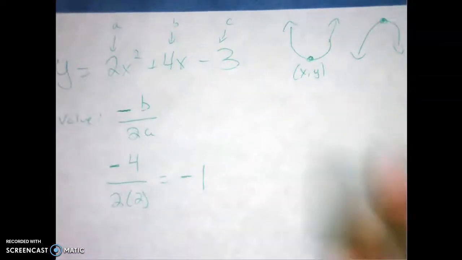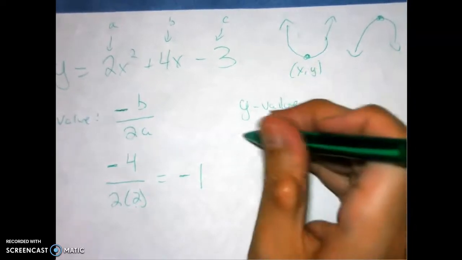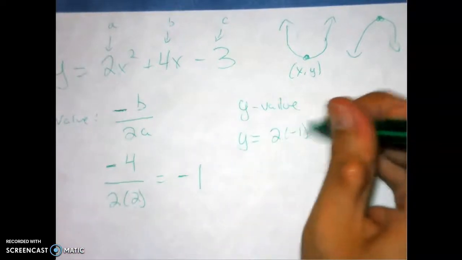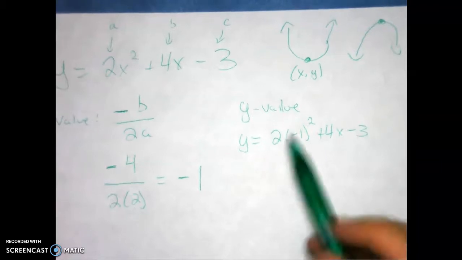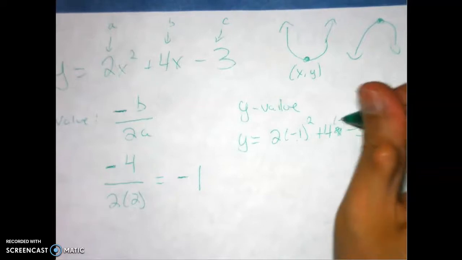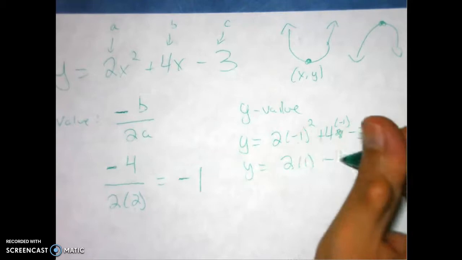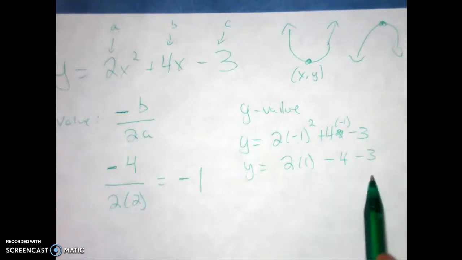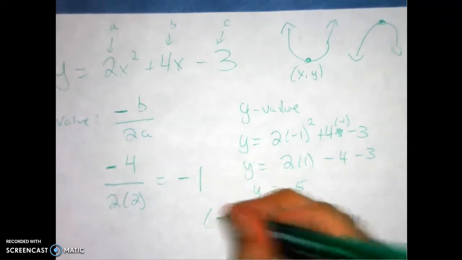So now to find the y value, I take negative 1 and plug it in whenever I see an x. Okay. Negative 1 squared is 1. So I get y equals 2 times 1 minus 4 minus 3. 2 minus 4 is negative 2, negative 5. So my vertex is negative 1, negative 5.